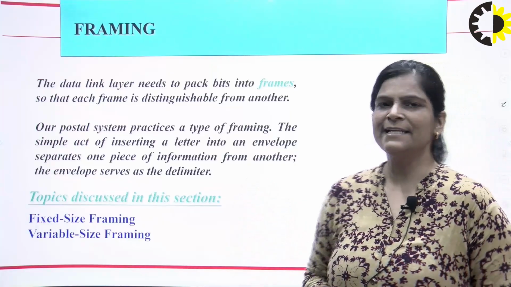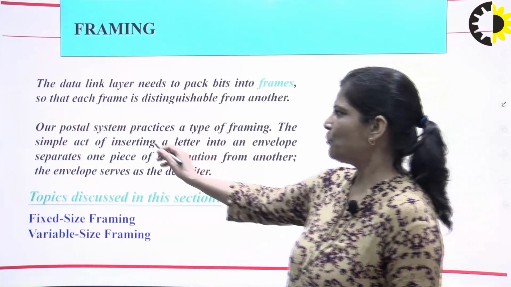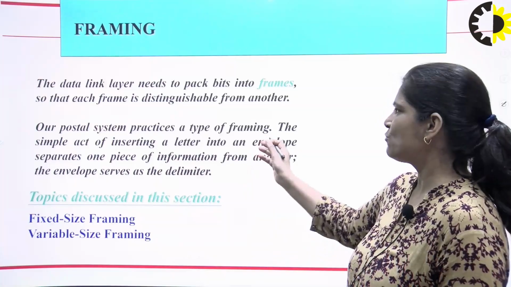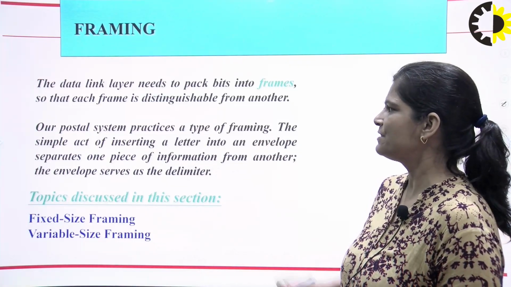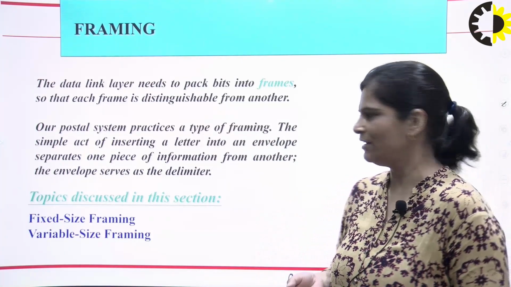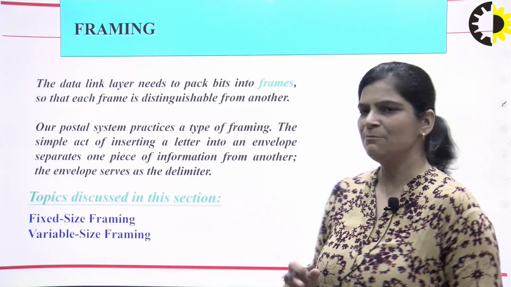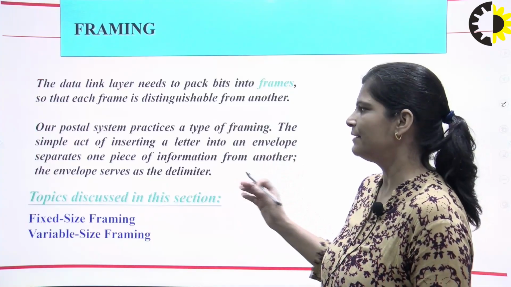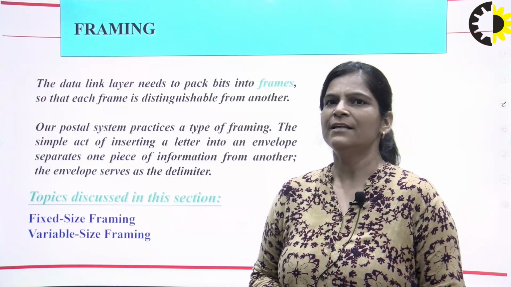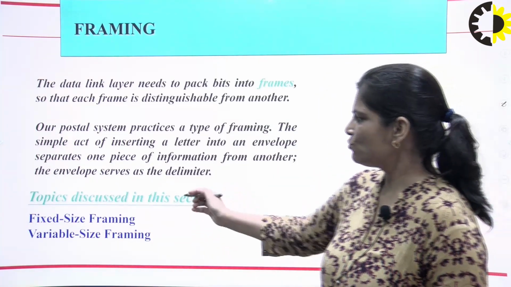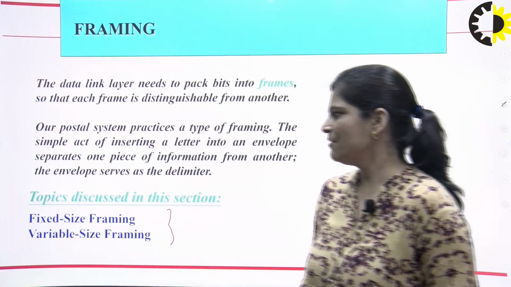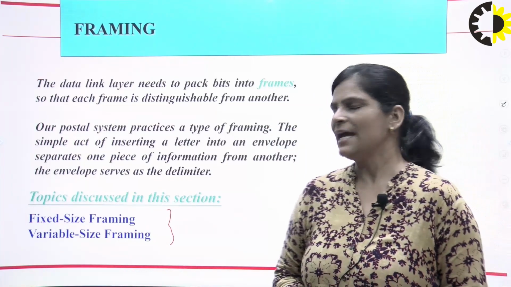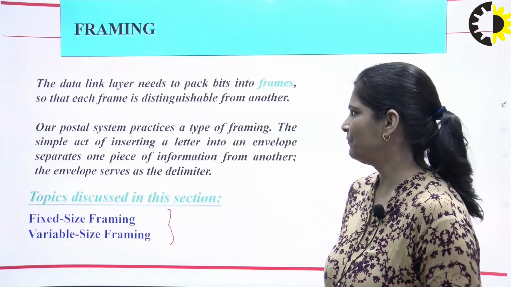Let us take an example. Our postal system practices a type of framing. The simple act of inserting a letter into an envelope separates one piece of information from another, and the envelope serves as a delimiter. We will discuss two topics in this section: fixed size framing and variable size framing.